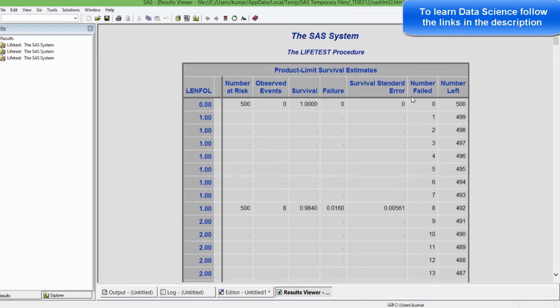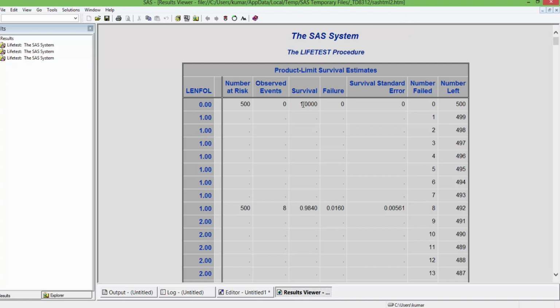The survival probability is 1 at time 0. That means the probability that an individual will survive beyond time 0 is 1. Everybody is going to survive. But after time 1, when 8 people have died, the survival probability decreases, obviously, because people are dying now, and the probability of surviving beyond time 1 is reduced to 0.98.